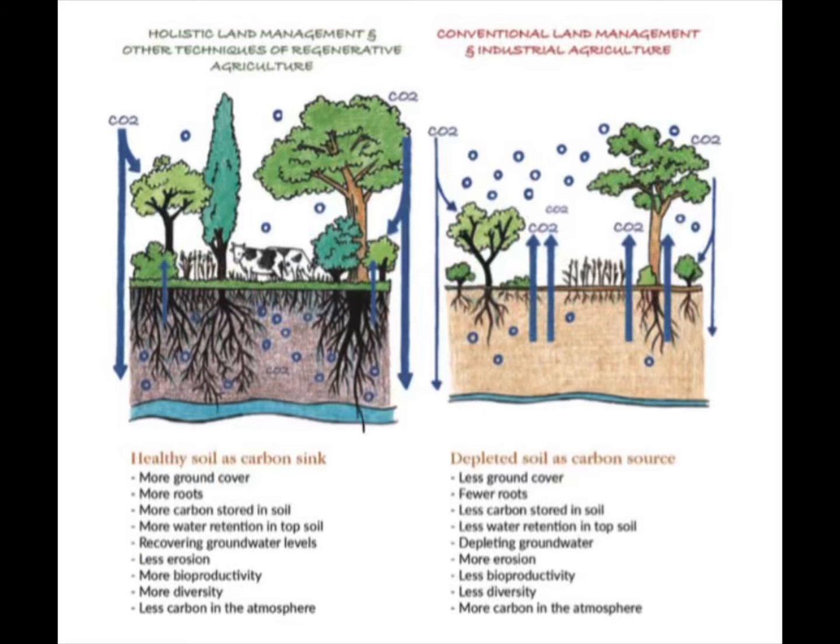And this is an illustration of some of the benefits of regenerative land practices versus conventional industrial agriculture. More ground cover, more roots, more carbon stored in the soil, more water retention in topsoil, recovering groundwater levels, less erosion, more biodiversity, and less carbon in the atmosphere.